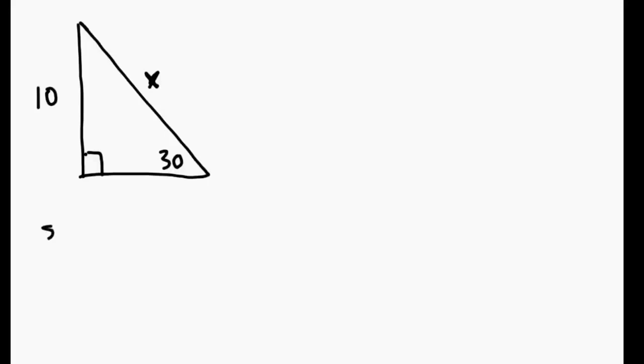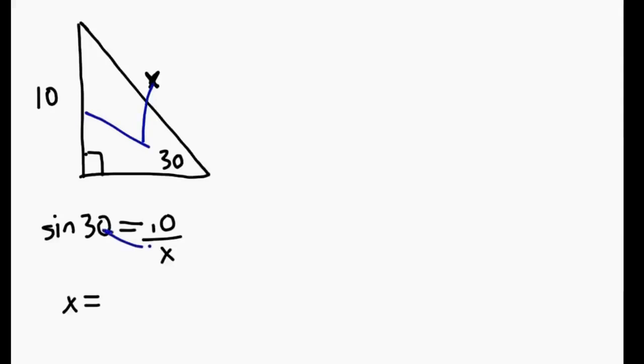So if we do SOHCAHTOA, we would have done sine of 30. The reason we use sine is we have opposite and hypotenuse. So sine 30 would equal opposite over hypotenuse, so it would be 10 over x. And then to solve it for x, we would just trade the x and the sine 30 around. So we'd go 10 divided by sine 30. And on your calculator, 10 divided by sine 30 gives you an answer of 20. Okay, so that's the one way.